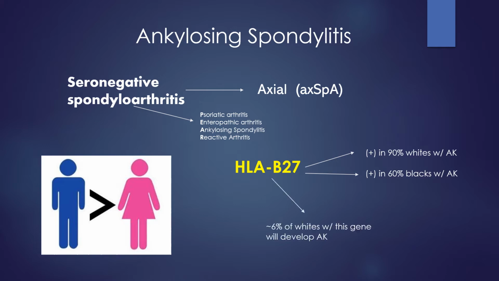What's interesting though is it's not determinative, meaning if you check someone, let's say someone that's white, and a lot of them have this gene, only 6% of those people will actually develop ankylosing spondylitis. So there's actually many other risk factors and other genes that may not have been fully elucidated yet, but this is the big one as of now.